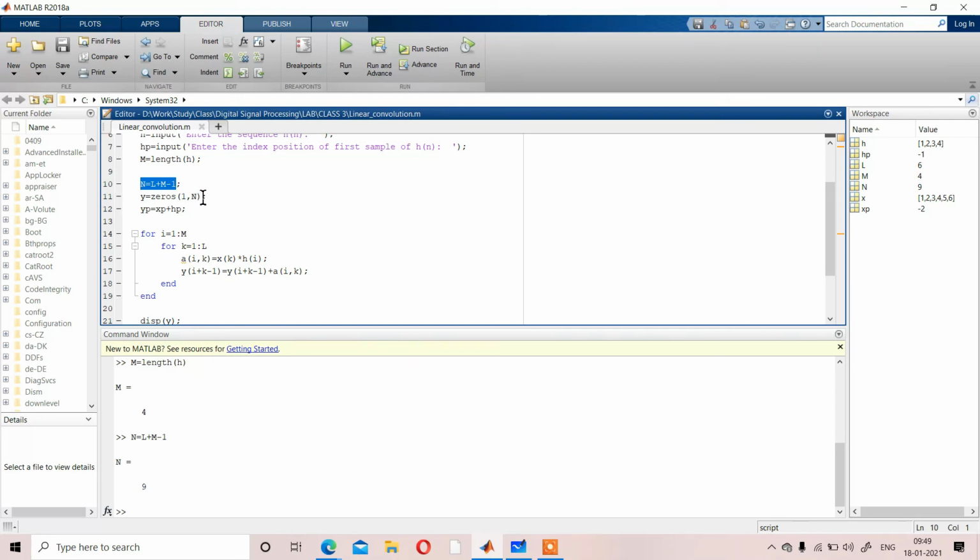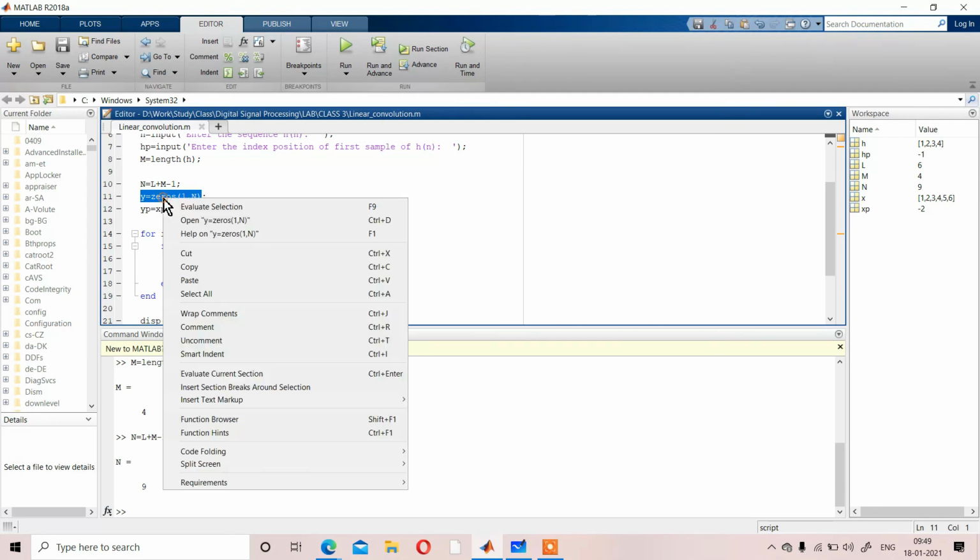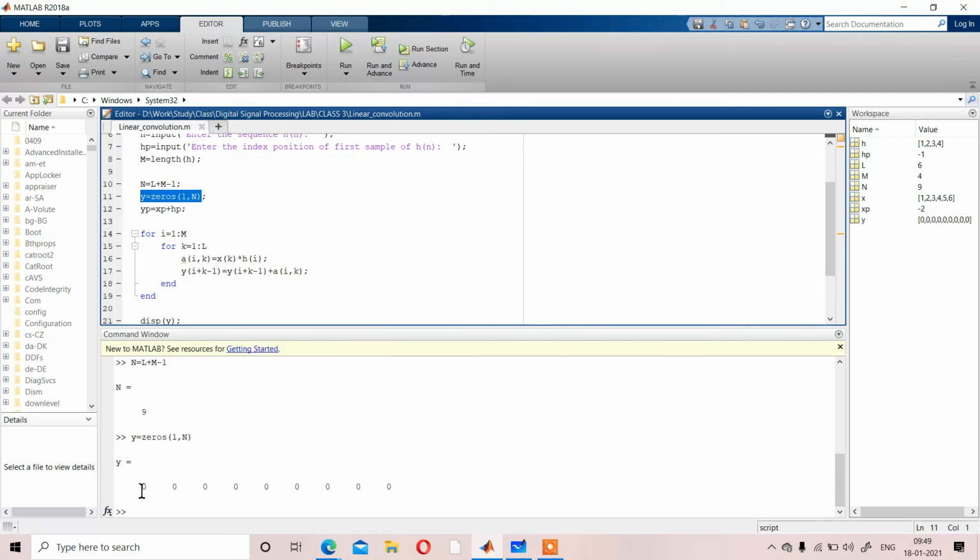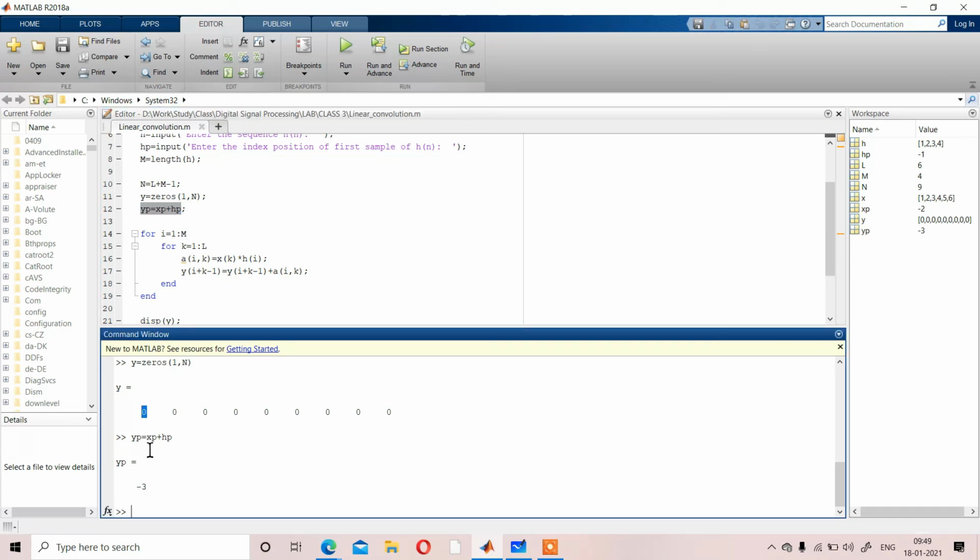Okay. After that, what I am doing? I am making y as the 9 number of zeros. 1, 2, 3, 4, 5, 6, 7, 8, 9. So that is a matrix of y, making the 9 number of zeros. And the size of y also that. So all the values we are initially making 0. And yp equal to xp plus hp, that defines the starting index of y. So that position, the first value of y will start from -3. Okay, up to that clear?